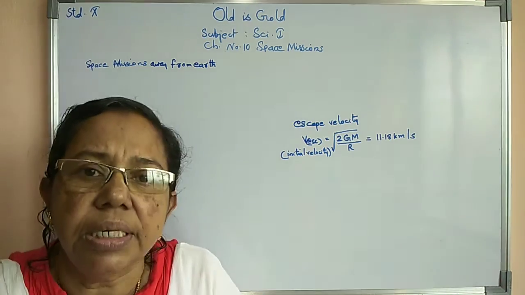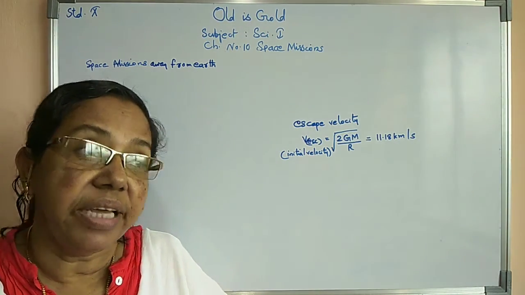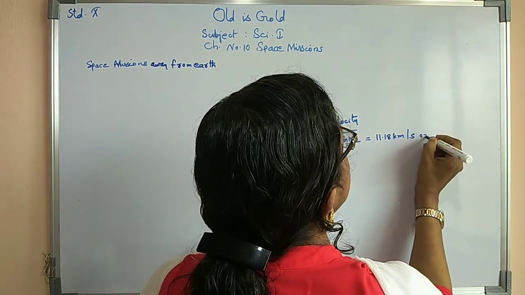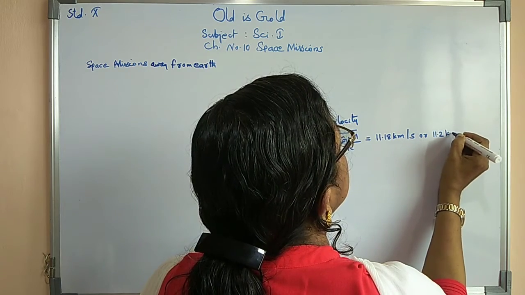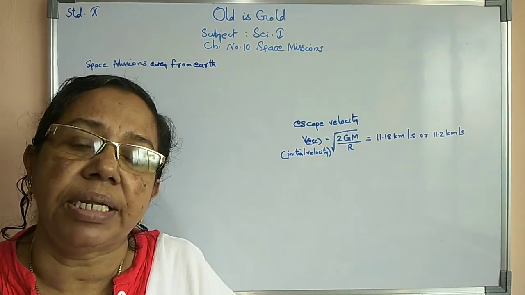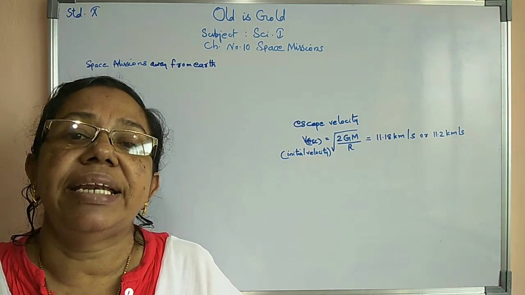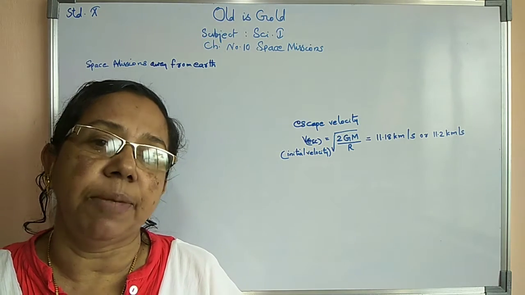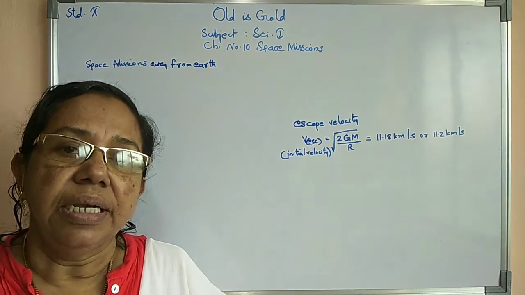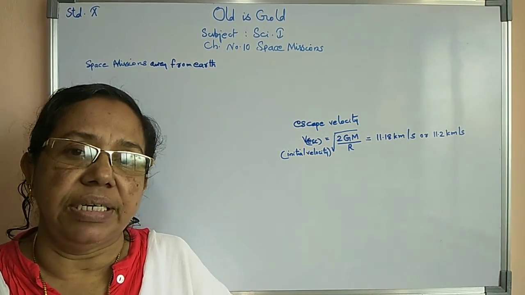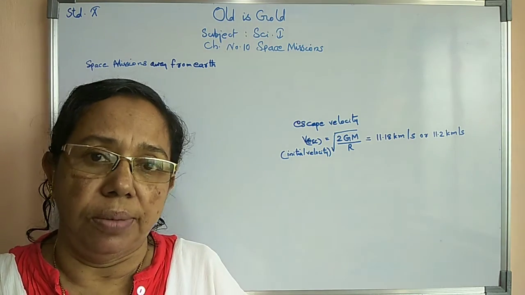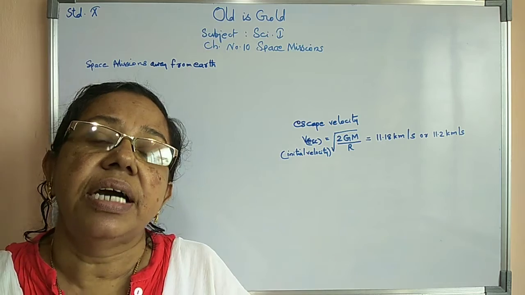At this velocity, the launching vehicle should move from the Earth, that is 11.18 kilometers per second, or we can say 11.2 kilometers per second. In 1 second, if it can cross this many kilometers, then only our satellite launching vehicle can cross escape velocity. If the launching vehicle has this much velocity, then only it can cross Earth's gravitational pull, or we can say Earth's atmosphere.